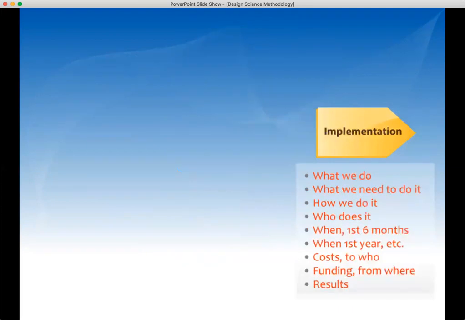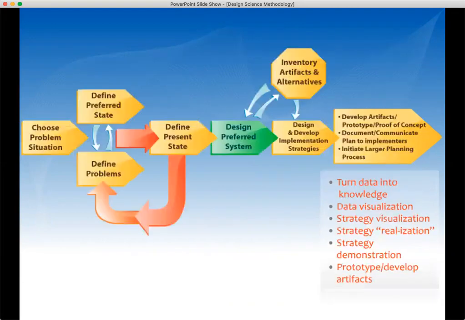And then moving into the implementation of it. After we've picked the problem, done the preferred state, and designed a way of getting to the preferred state with a set of technologies and policies and programs, to implement it there's got to be a proof of concept. What does it do, and what do we need to do to make sure that it does what we say it's going to? Who is going to implement it, what are they going to do in the first 6 months, the first year, and what are the results going to be?